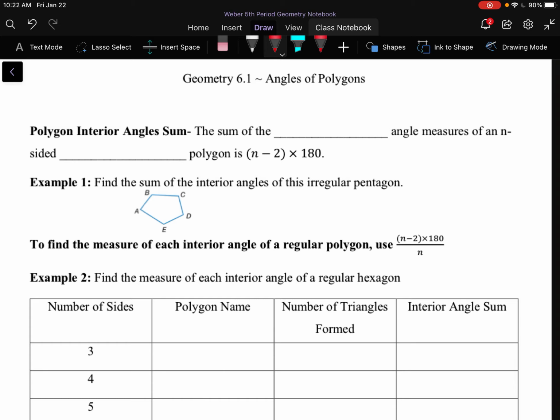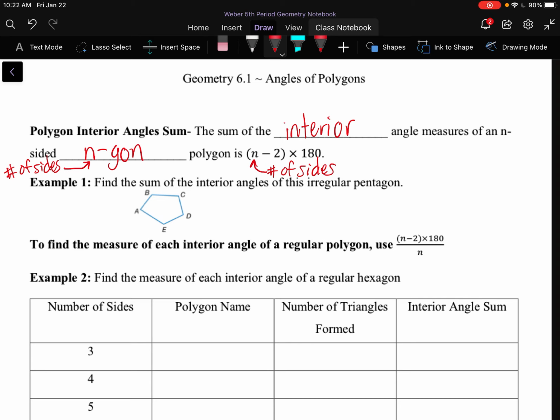This is the sum of the interior angle measures of an n-sided polygon, an n-gon, is n minus 2 times 180. Here, our n is our number of sides of the shape that we have. So our n here, again, is the number of sides of the shape that you will have.